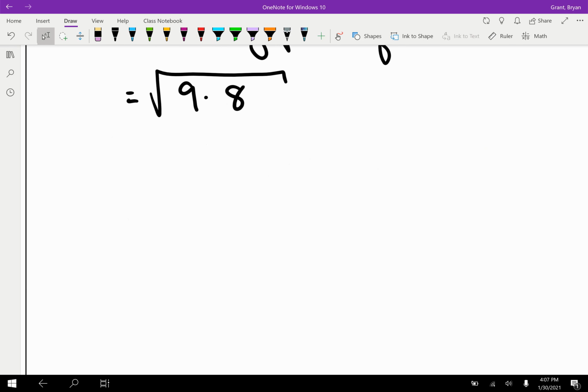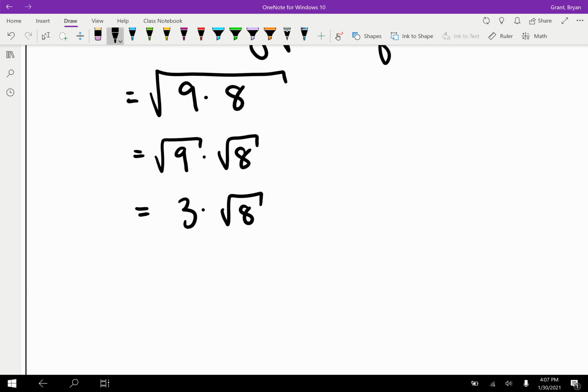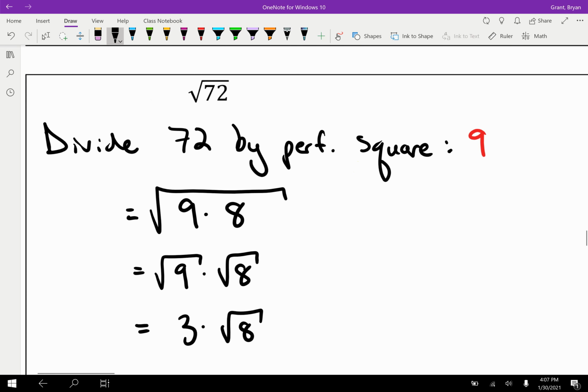Because one property of square roots, and we're going to further explore this property next class, is that if you have two values or more than two values multiplying, you're allowed to take the square root of every individual value or every individual number in there. And that's useful because we know the square root of 9. The square root of 9 is 3. And so what have we done here? We've reduced the square root of 72 to 3 square roots of 8.